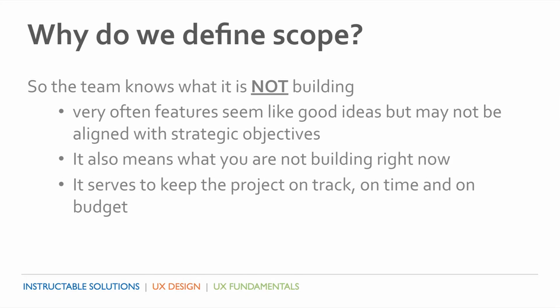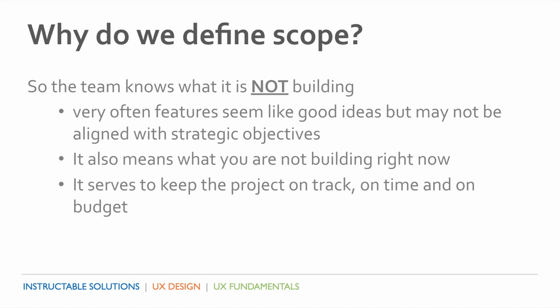Another reason why we define scope is that the team knows what it's not building. Very often, features seem like great ideas, but may not be aligned with strategic objectives. And something that may sound amazing in theory may be either too complicated or not as complicated as it should be when defining the solution for your client. It also means what you are not building right now. Whatever we don't define in scope is an indication of what we won't be doing within the project confines. And that's equally as important.